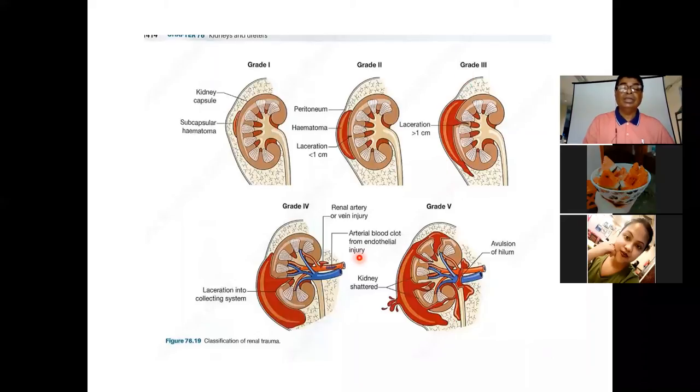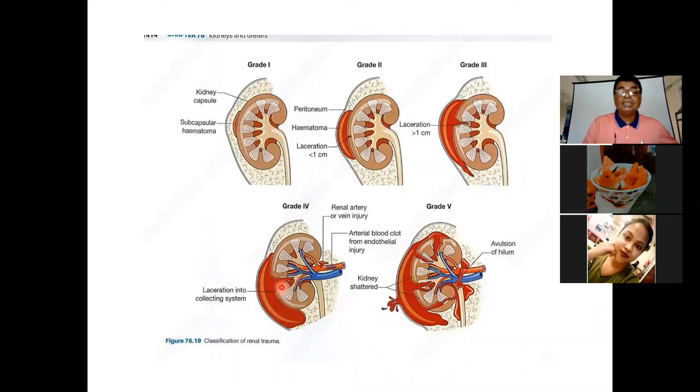What is grade 4? Grade 4 is extensive laceration of the renal parenchyma, and this laceration is involving the collecting system. These are the collecting system. Yes, these are the collecting system. So here the laceration is extending up to the collecting system.